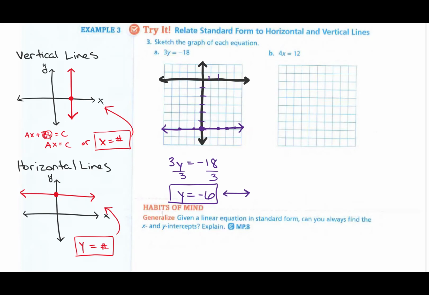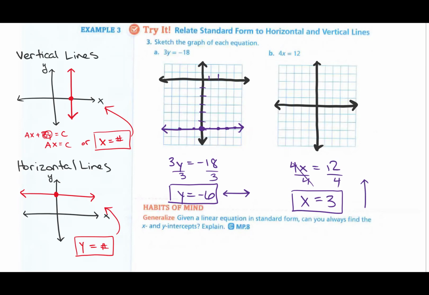Let's try part B. So for part B, we have 4x is equal to 12. So again, we'll isolate our variable x, and let's see, the 4's cancel, we get x is equal to 3. So in this example, when we just have x equal to a number, that tells us this line is going to be vertical, and the line's going to go through positive 3 on the x-axis. So 1, 2, 3, that's where my x-intercept is.